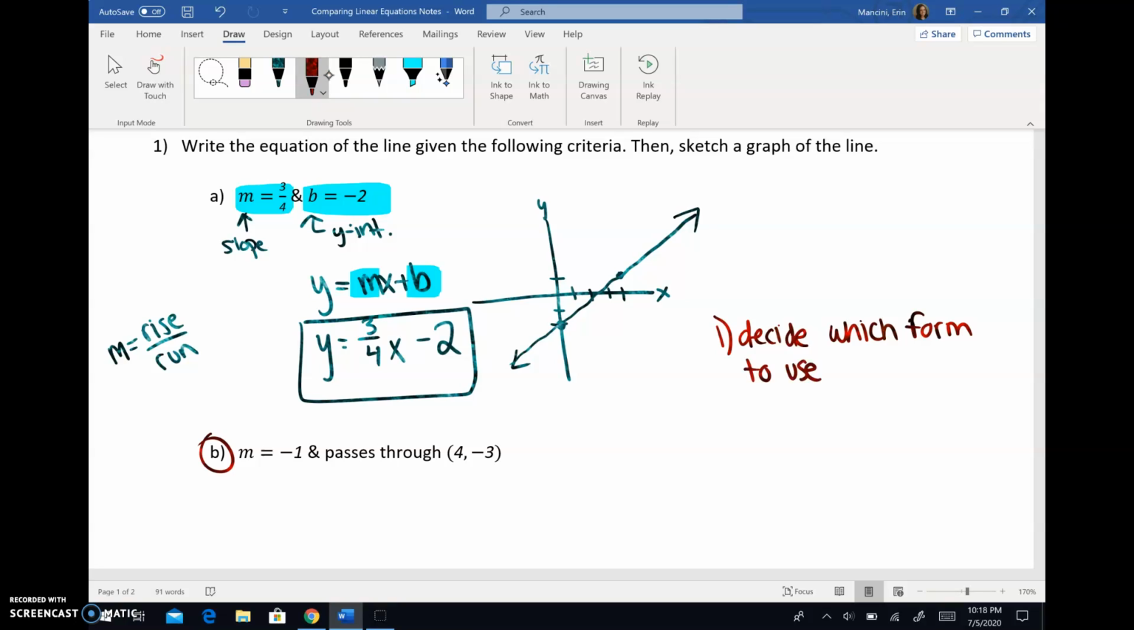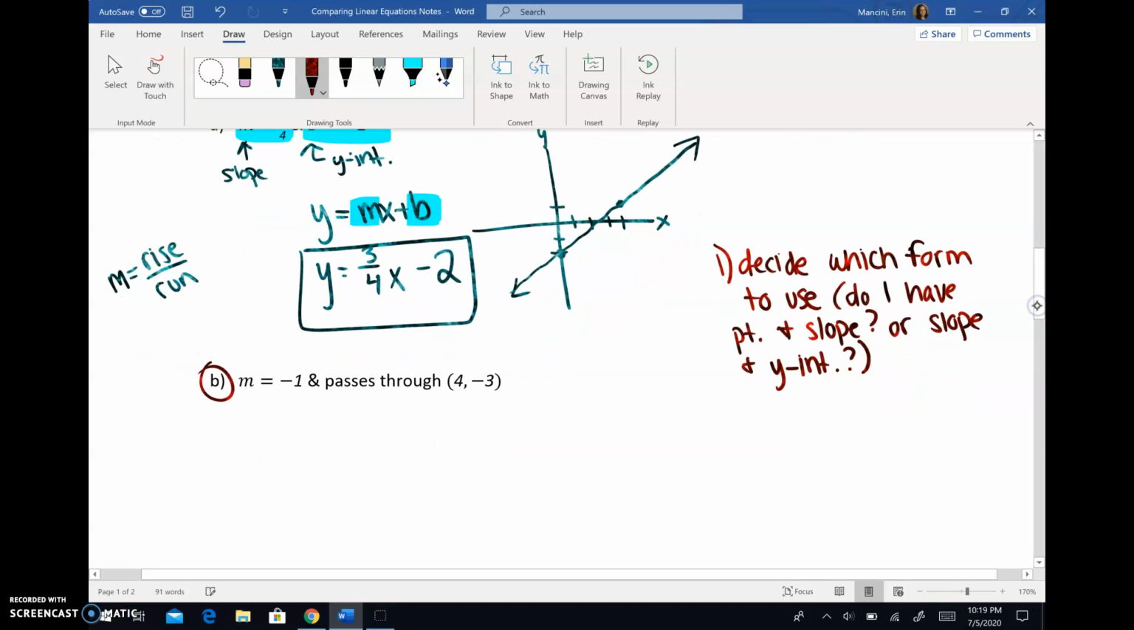Okay, so you don't want to just jump into the problem. You want to take a moment to think about it. So ask yourself, do I have a point and a slope, or do I have a slope and a y-intercept? That's how you're going to decide which form to use. Okay, ask yourself that question first. Then you're going to write the general equation down, whichever one you choose.